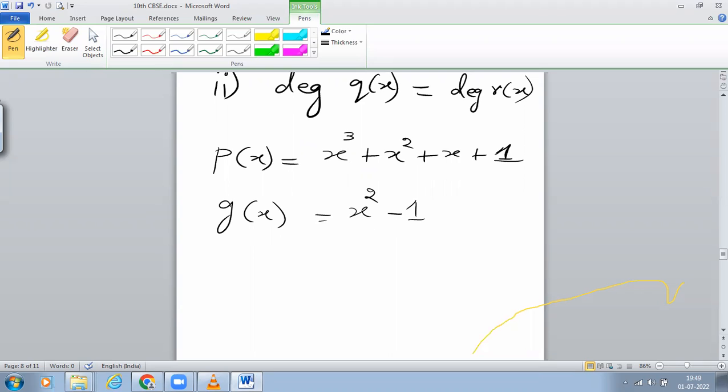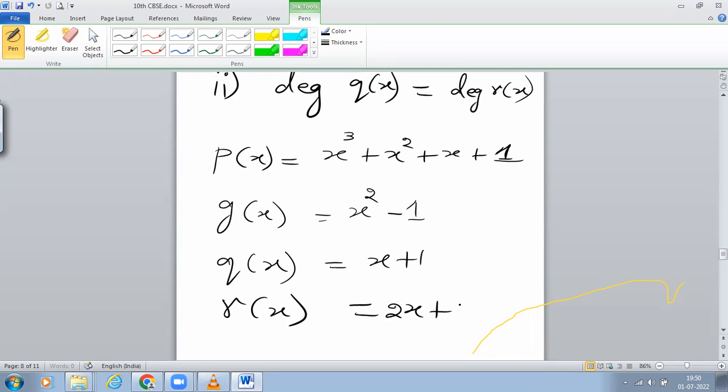Now, for this particular question, please write this example. They are asking only for examples, so in the next class, I will explain how to divide these two. When you divide this polynomial by x square minus 1, the quotient is x plus 1, and the remainder will be 2x plus 2. Now see here, just observe the quotient and the remainder. What is the degree of the quotient?